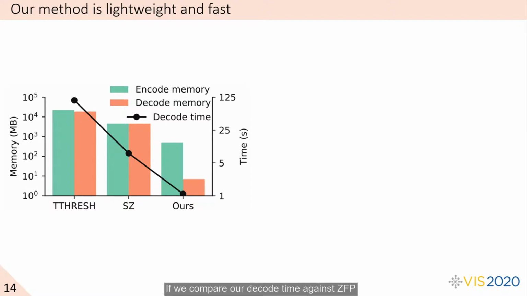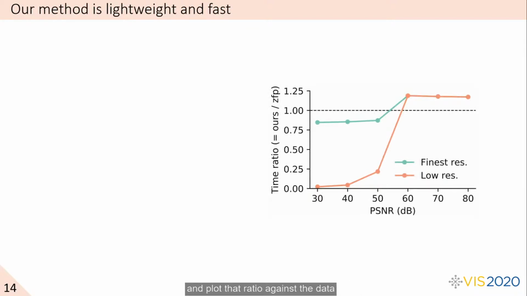If we compare our decode time against ZFP and plot that ratio against the data quality measured in peak signal to noise ratio, then we see that if we only consider the decoding at the finest resolution level, then the speed of our method is always within 20% that of ZFP, as indicated by the green curve. If our method is allowed to decode at low resolution levels, however, then for low and middle data quality, namely PSNR from 30 to 50, our method can achieve much better speed compared to ZFP because for these quality levels, our decoder can work at lower resolution levels.